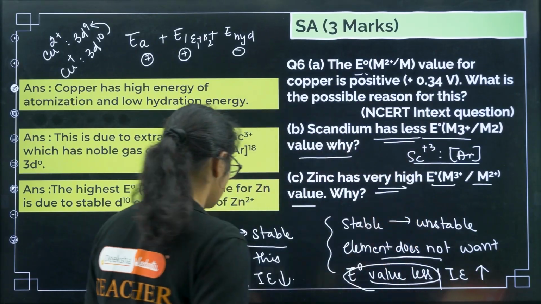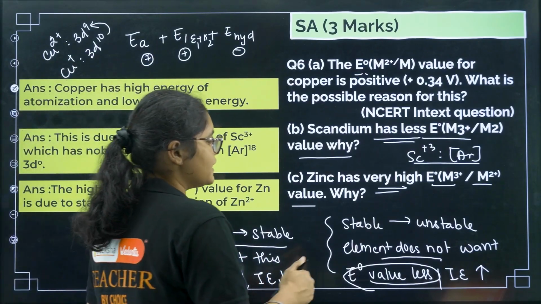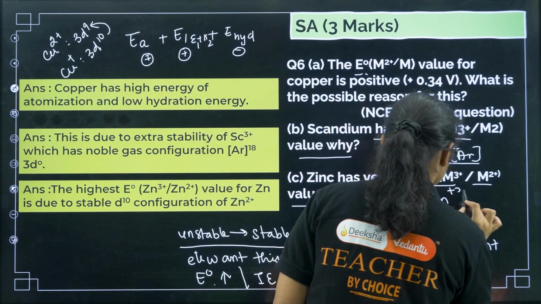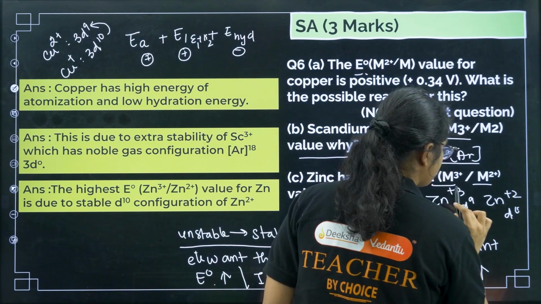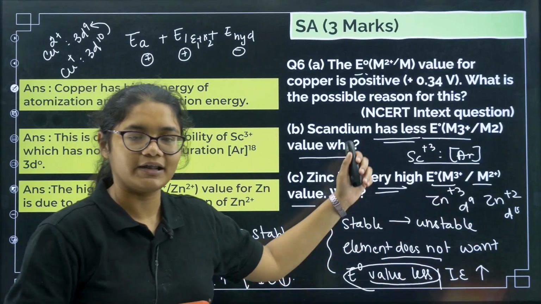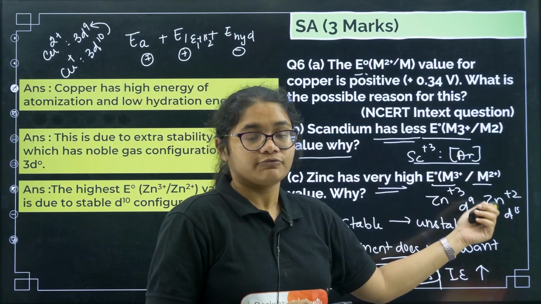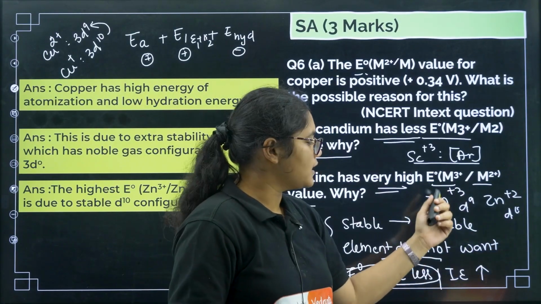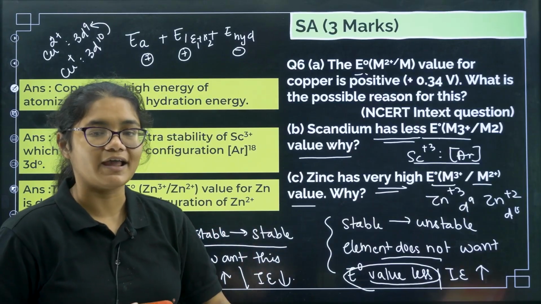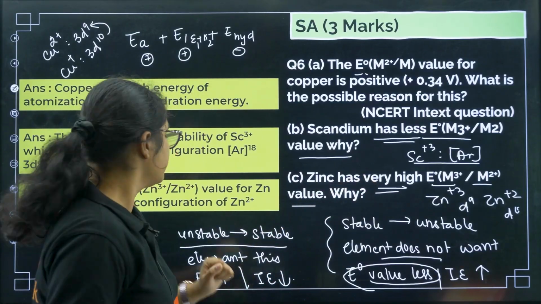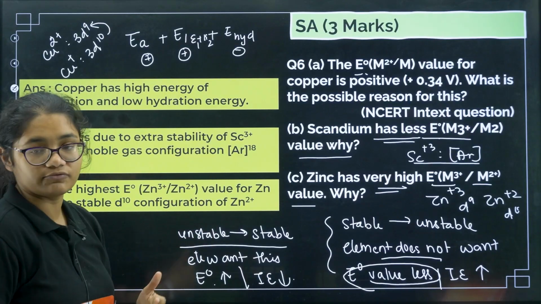Next, zinc has very high E0 value for M3+ to M2+. Very high value means what? If it is a very high value, the element wants to go to that configuration. Zn3+ to Zn2+, right? What is the configuration? d9 to d10, right? This is from an unstable to stable configuration. d9 is unstable, whereas d10 is highly stable due to fully filled configuration, right? So when it is going from unstable to stable, the E0 value will be very high here, okay. So you can see the highest E0 value for Zn is due to the stable d10 configuration.